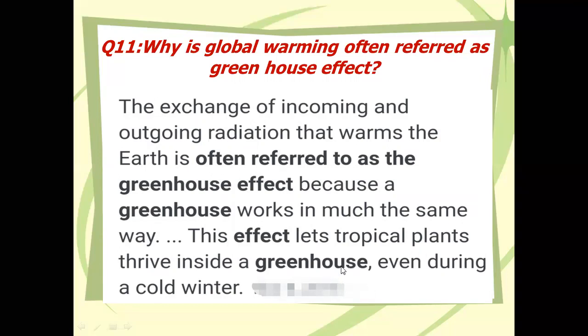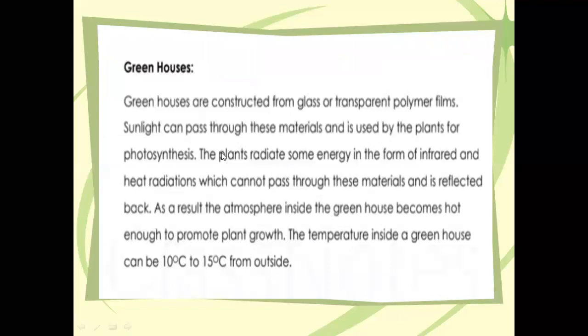Tropical plants which grow in special areas need special conditions. But by building greenhouses, even during a cold winter, we can grow and cultivate those plants. Greenhouses are constructed from glass or transparent polymer films. Sunlight can pass through these materials and is used by the plants for photosynthesis.